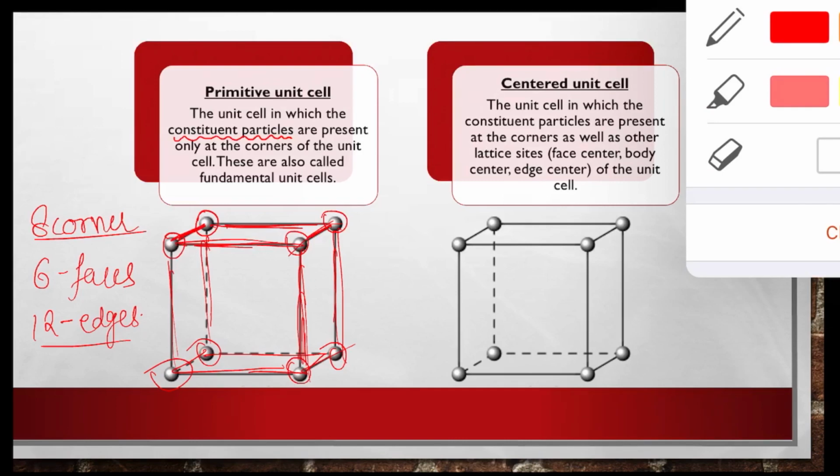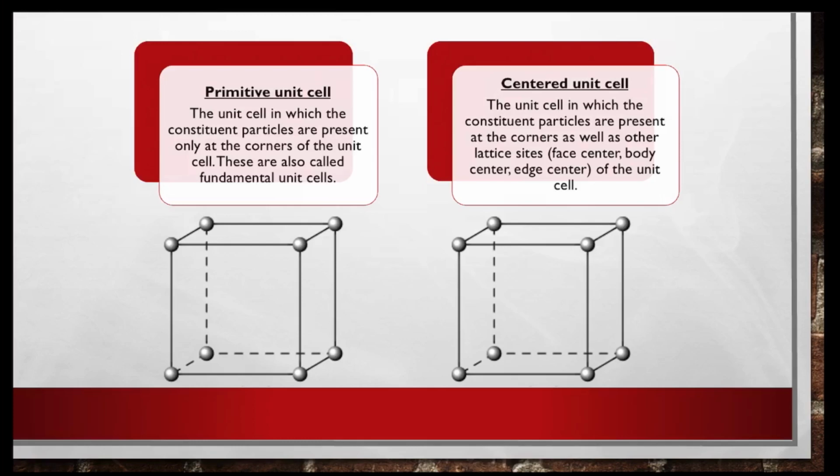This is the characteristics of a unit cell. Correct? So primitive unit cell, when the atoms are present only at the corners. But the centered unit cell, which is actually a derivation of a primitive unit cell, it says the unit cell in which the constituent particles are present at the corners as well as at other lattice sites. What are the other lattice sites? It could be a face center, it could be a body center, it could be an edge center.